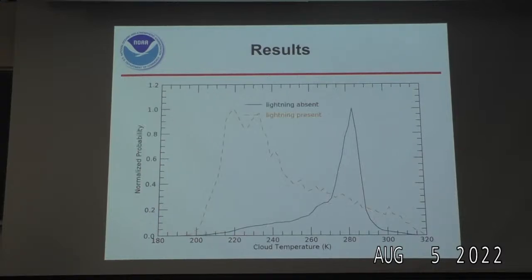And this figure shows the same. The black line represents when there's no lightning, and you can see that the probability of lightning is generally higher when you have colder clouds, just because if you have no lightning, your clouds are more likely to be water, which is right around 280 Kelvin. And then when you do have lightning, your clouds are more likely to have colder cloud top temperatures, peaking around 240, and then a secondary peak as well at 220.